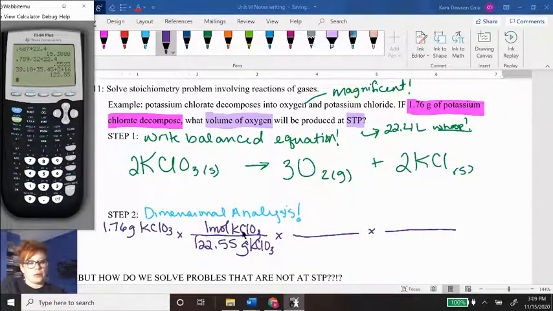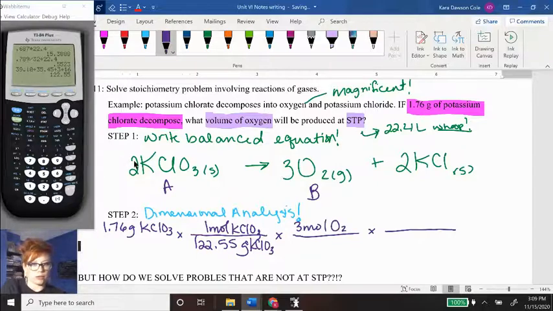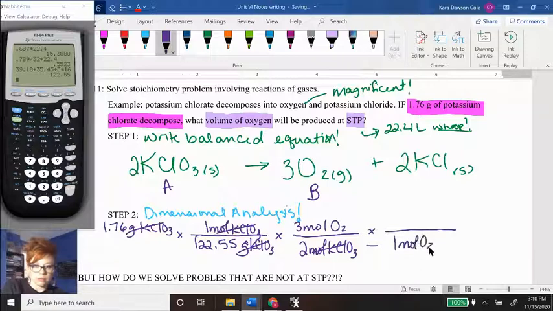Then we need to go through our mole ratio. This is A, this is B. It's going to be the moles of B over the moles of A. So I've got 3 moles of oxygen over 2 moles KClO3. So grams of KClO3 are canceling, moles of KClO3 are canceling, and then I'm going to get rid of moles of oxygen right here. So I've got 1 mole of oxygen, and that's equal to 22.4 liters of oxygen at STP.